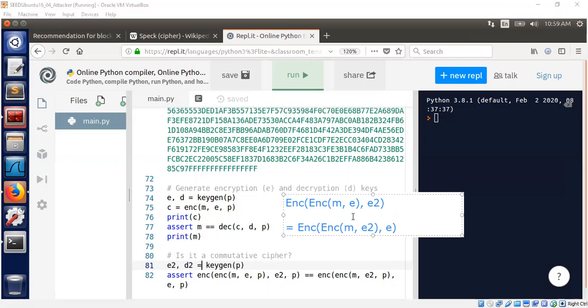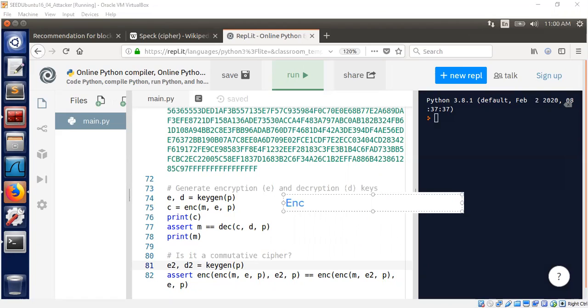This is not true for AES, for example. If you encrypt a message using AES and re-encrypt it with another key, you will get a different ciphertext compared to the different order. So if you change the order of the keys, you will get a different ciphertext. But that's not true here in the Pohlig-Hellman algorithm. That's basically due to how we define encryption. We define encryption by taking M to the power E mod P, right?